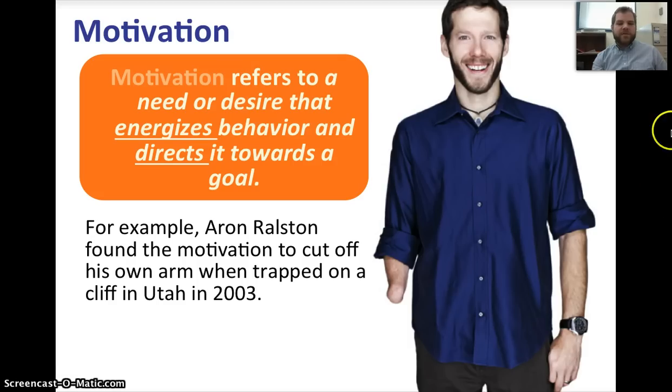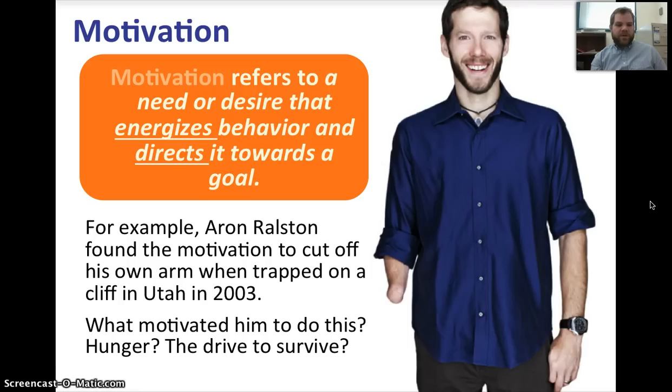For example, Aron Ralston found the motivation to cut off his own arm when trapped on a cliff in Utah in 2003, and we'll watch a little bit of his story in class. So what motivated him to mutilate himself in order to survive? It's an interesting scenario to look at. What motivated him? Hunger? The drive to survive? Well, we can look at it from a bunch of different angles, and that's why we have these theories, so that we can look at people's motivation from different perspectives.